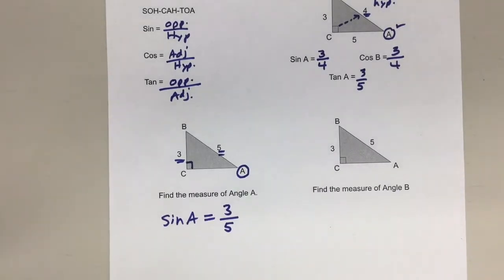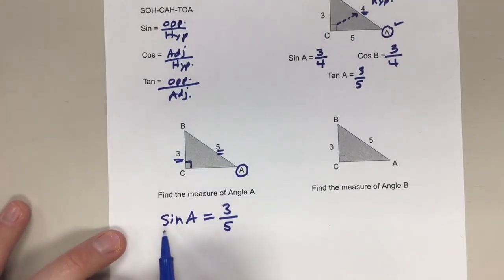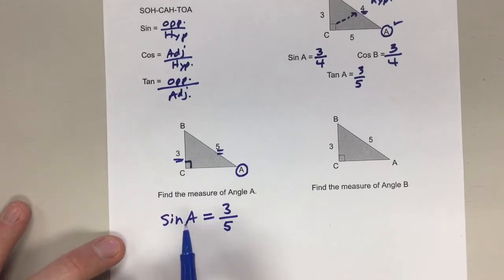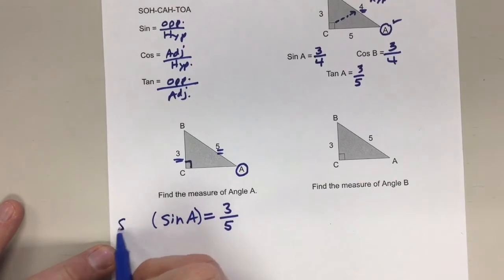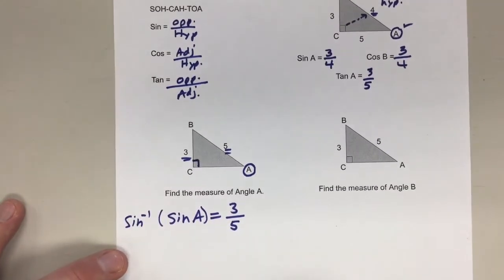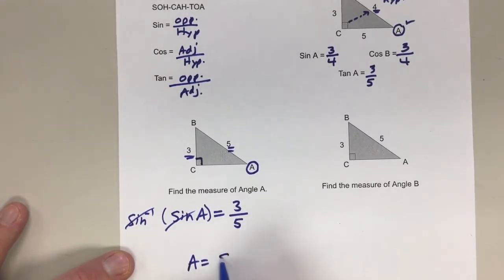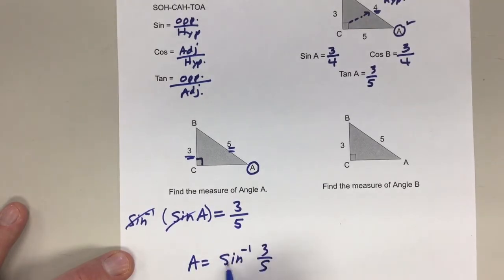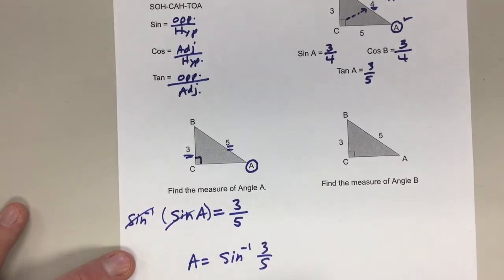Now, to get the angle, I actually have to get rid of the sine. And the way we get rid of the sine is to apply the inverse sine, or sine to the -1 power. That cancels the sine. On this side, I need to take sine to the -1 of 3/5. And this is actually called the inverse sine.